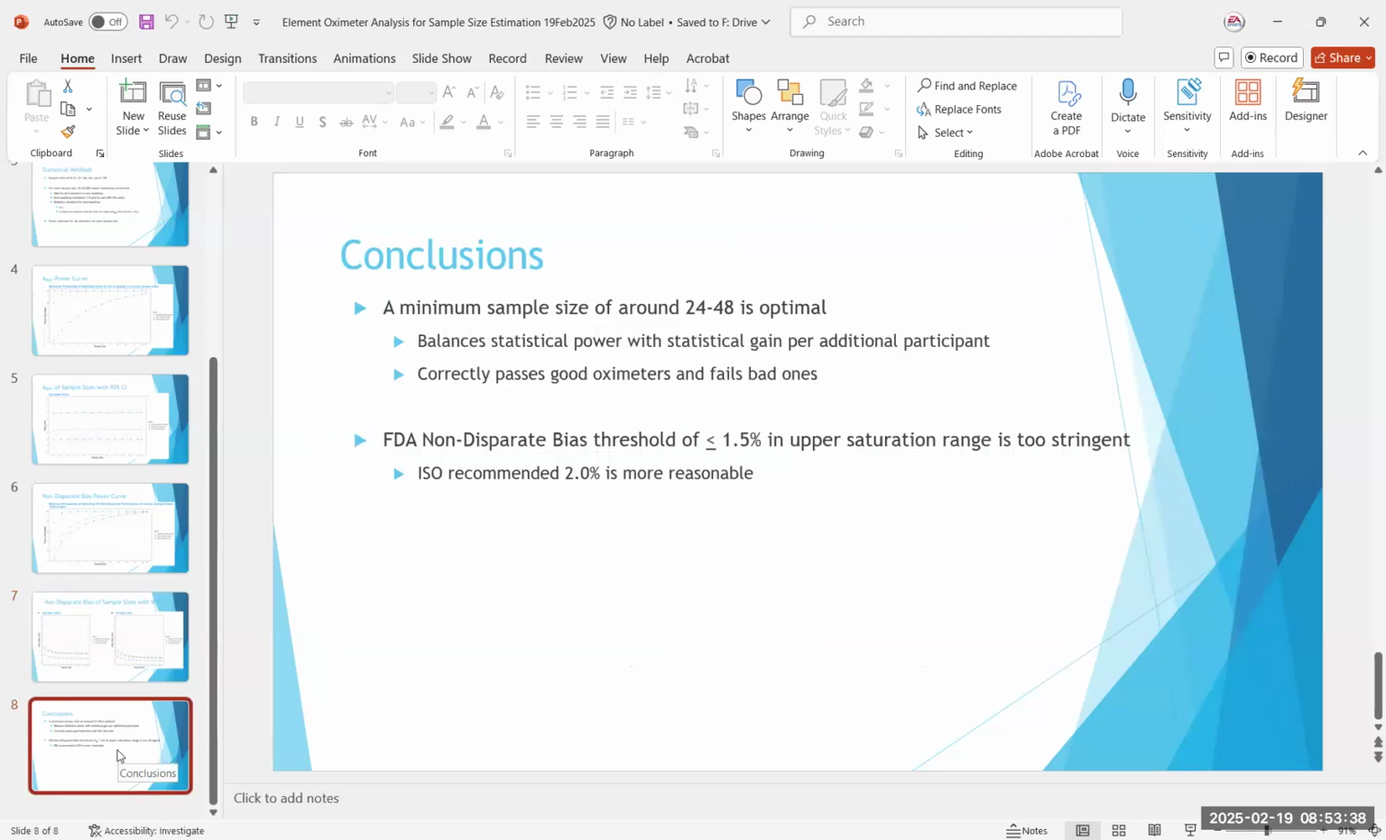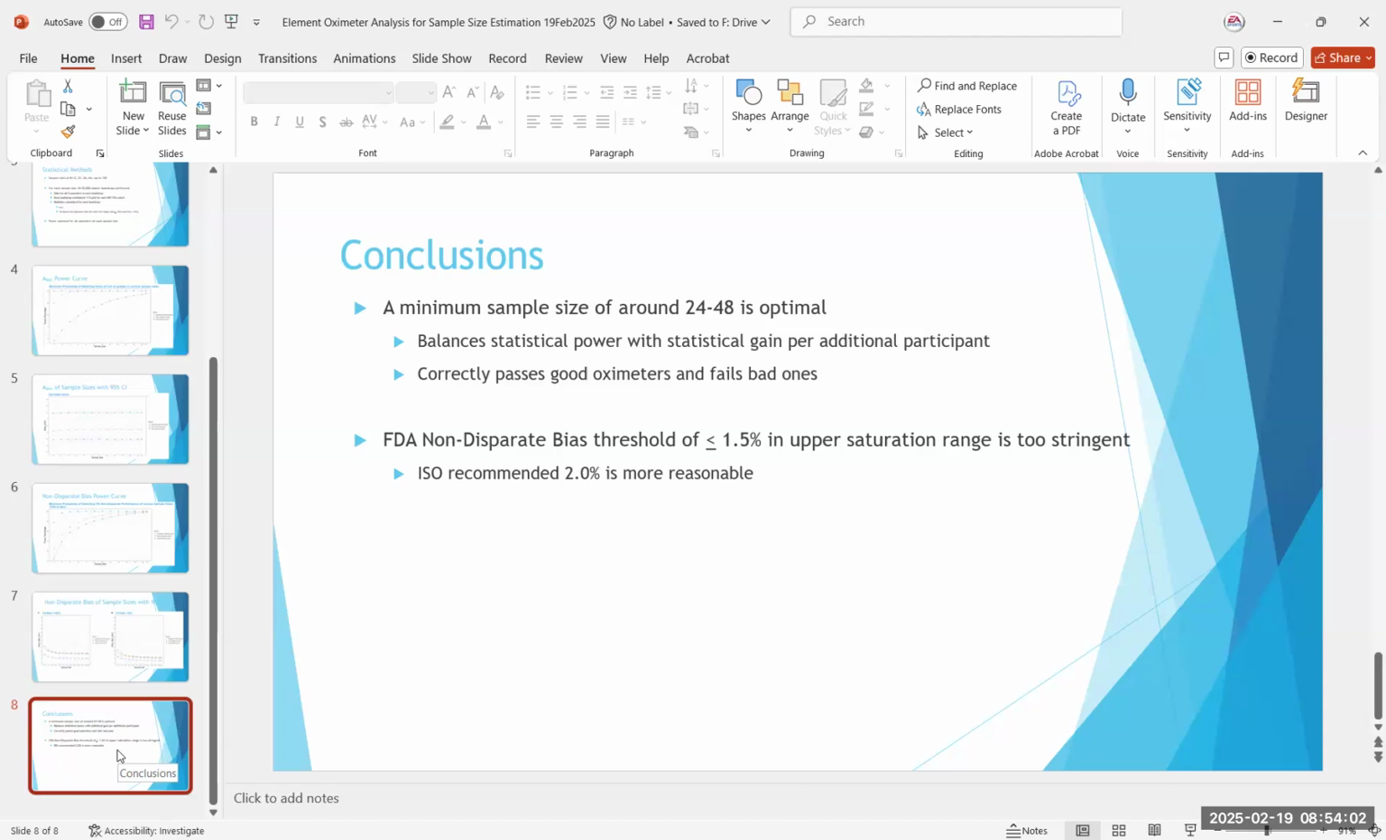So concluding from those, really a sample size of 24 to 48 is optimal. It properly balances our statistical power and statistical gain per participant, right? As was previously mentioned, the law of diminishing returns. In that range, we adequately power our study and will properly fail bad oximeters while correctly passing good oximeters.